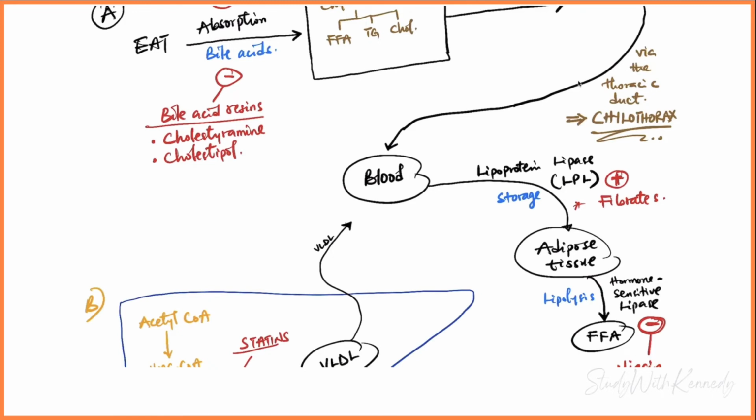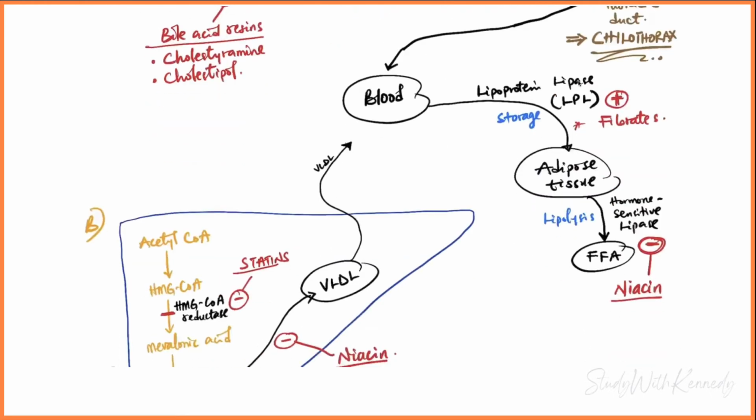Internal jugular. All right. We saw lipoprotein lipase store cholesterol and free fatty acids in adipose tissue. And we said we could make that happen even more with the help of fibrates activating lipoprotein lipase. We said people may have breakdown of their adipose tissue to release free fatty acids because of the activity of hormone-sensitive lipase. And we said we could inhibit that with niacin so that we have less cholesterol in the blood.